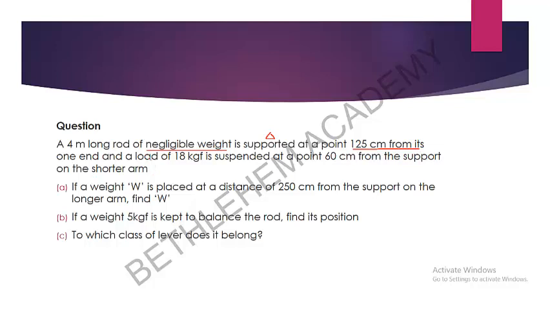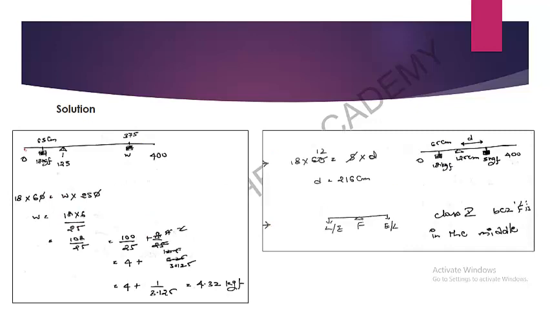And then there are 3 subparts to this question. As soon as the question is given, the most important thing is that we need to draw the figure. Let's draw the figure. It's a 4-meter long rod. This is the rod, and we have 0 on one side and 400 centimeters at the other end of it. So we need to mark 0 and 400, and it is supported at 125 centimeters from one end. And then an 18 kgf load is suspended at 60 centimeters from the fulcrum. That means it is at 65 centimeters from the one end.